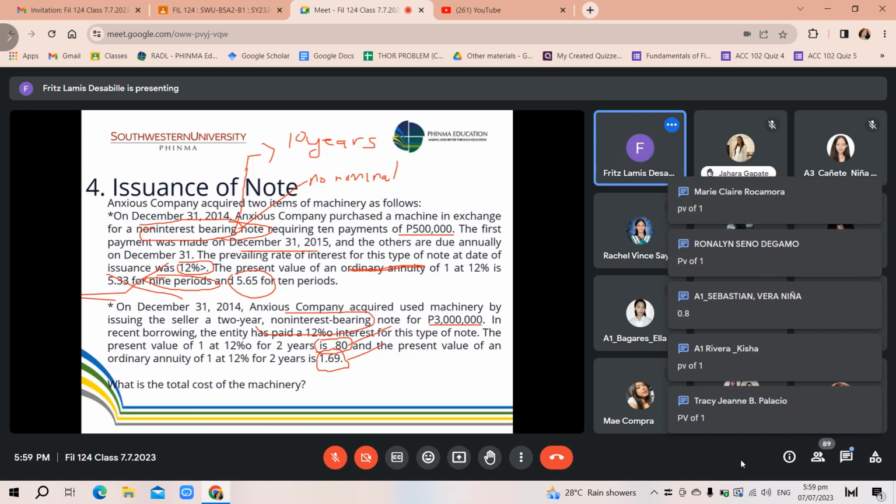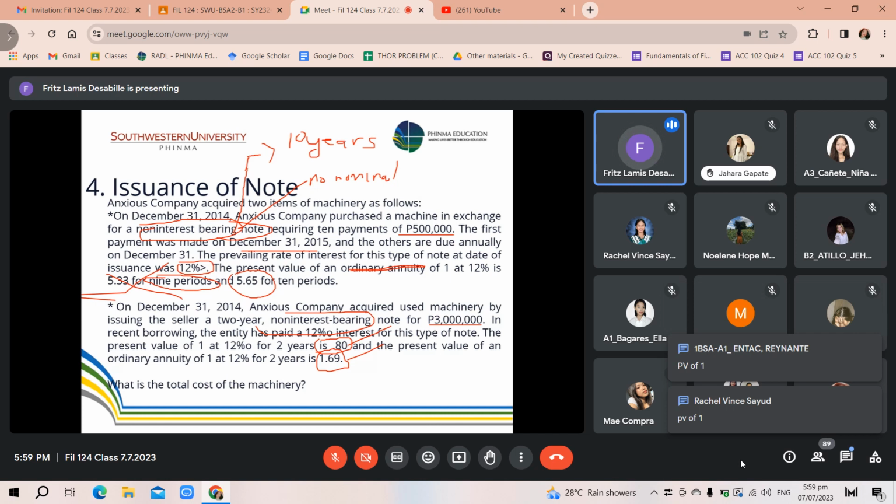Why? Because the payment is a lump sum. If the payment is a lump sum, meaning a bulk payment at the end of 2 years, then instead of the ordinary annuity, which is used for periodic and equal payments, we use the present value of 1 for 2 periods.